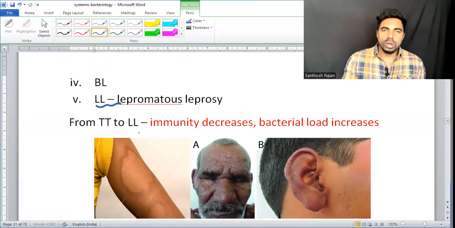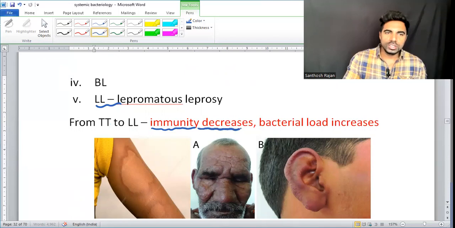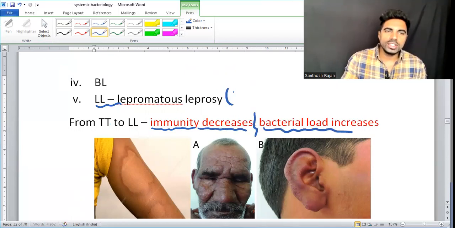Okay. So, in the transformation from TT to LL, what is the main thing? TT is a mild form. Because usually what happens, immunity is higher in TT. But when you're going down to LL, immunity will decrease. So as immunity decreases, the bacterial load will be very high. So LL has increased bacterial load.